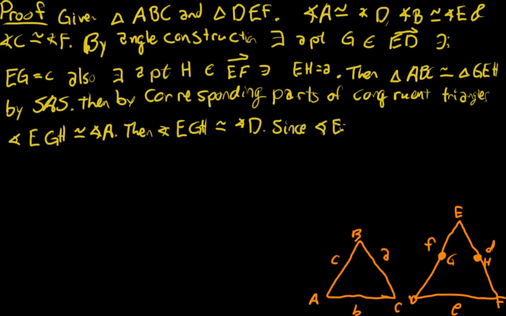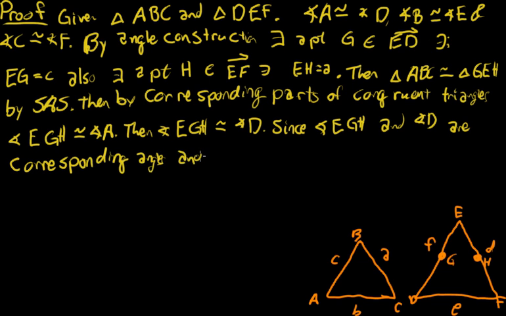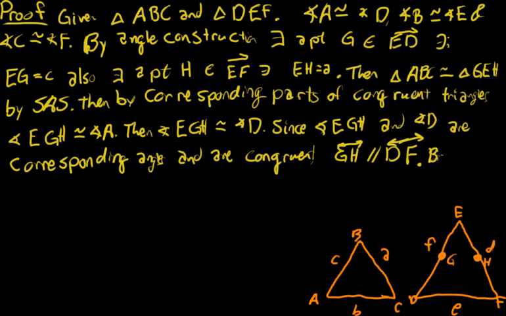Since angle EGH and angle D are corresponding angles, and are also congruent, we can say that GH is parallel to DF. Then by a previous theorem, C over F equals A over D.